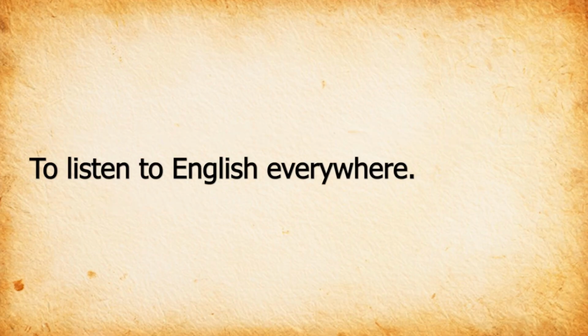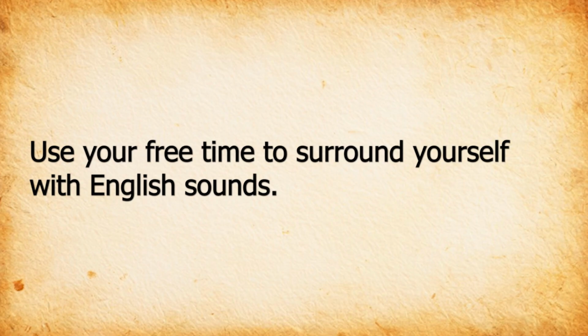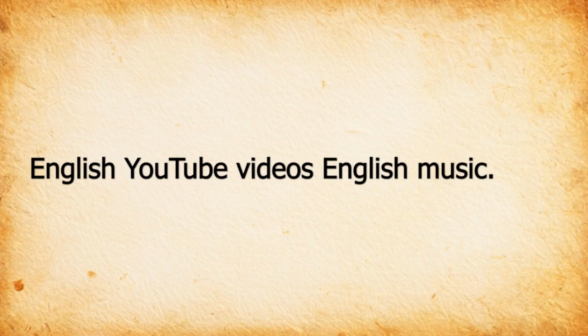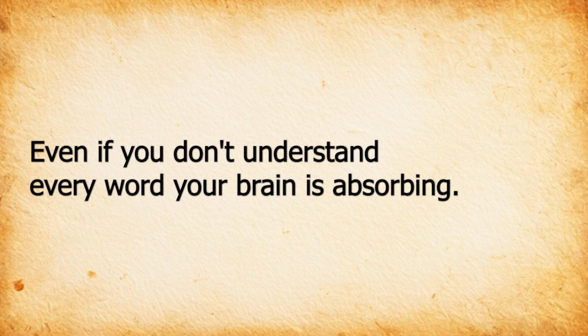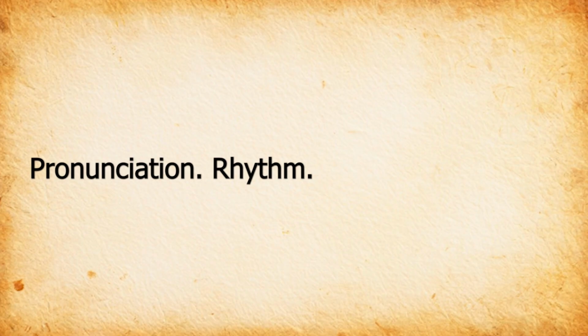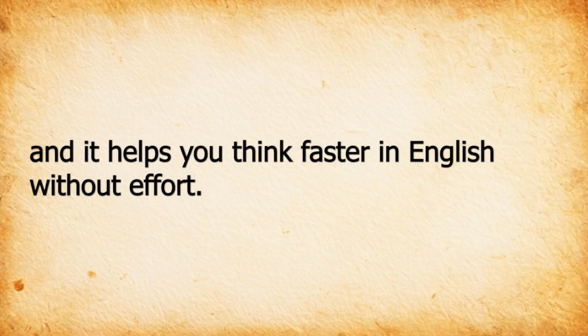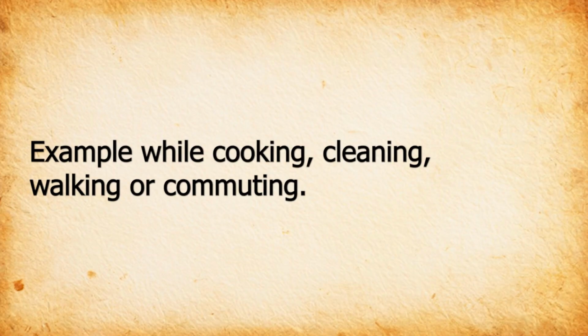2. Listen to English everywhere. Passive listening. Use your free time to surround yourself with English sounds. Listen to English podcasts, English YouTube videos, English music, audiobooks. Even if you don't understand every word, your brain is absorbing pronunciation, rhythm, sentence patterns. This is called passive learning, and it helps you think faster in English without effort. Example: while cooking, cleaning, walking, or commuting, play English audio in the background.